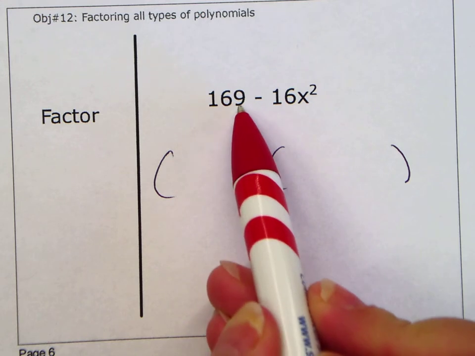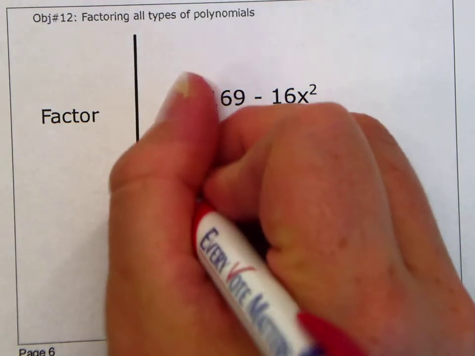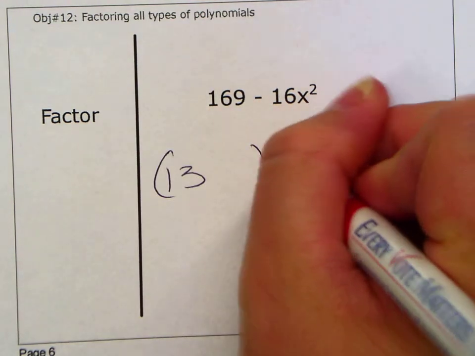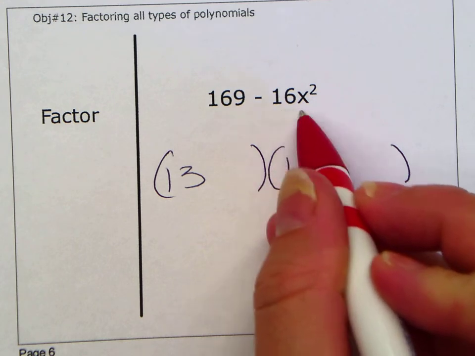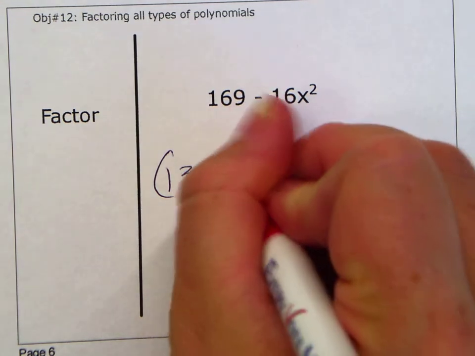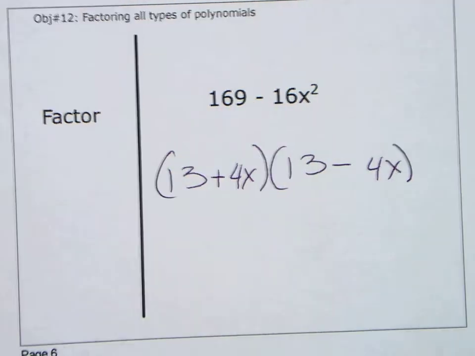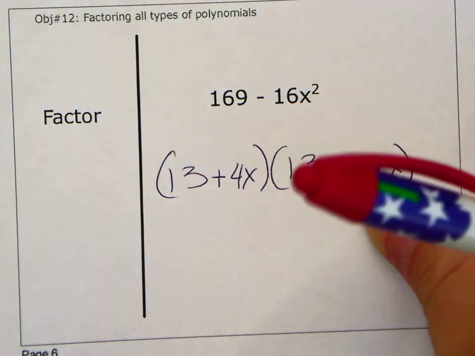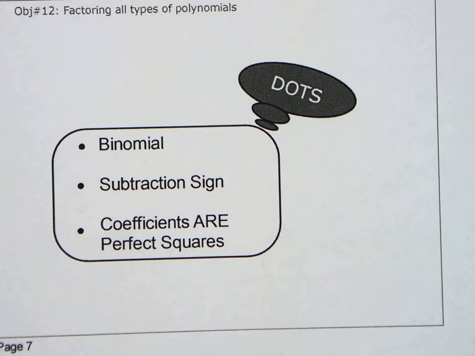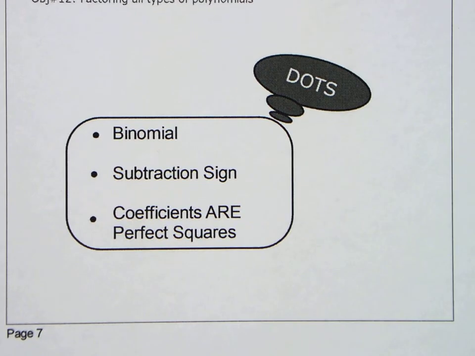So what's the square root of 169? 13. 13 and 13. What's the square root of 16x squared? 4x and 4x. One's plus, one's minus, and you're done. That's a dots problem. All right, so dots, difference of two squares. It's always a binomial. It's always a subtraction sign.